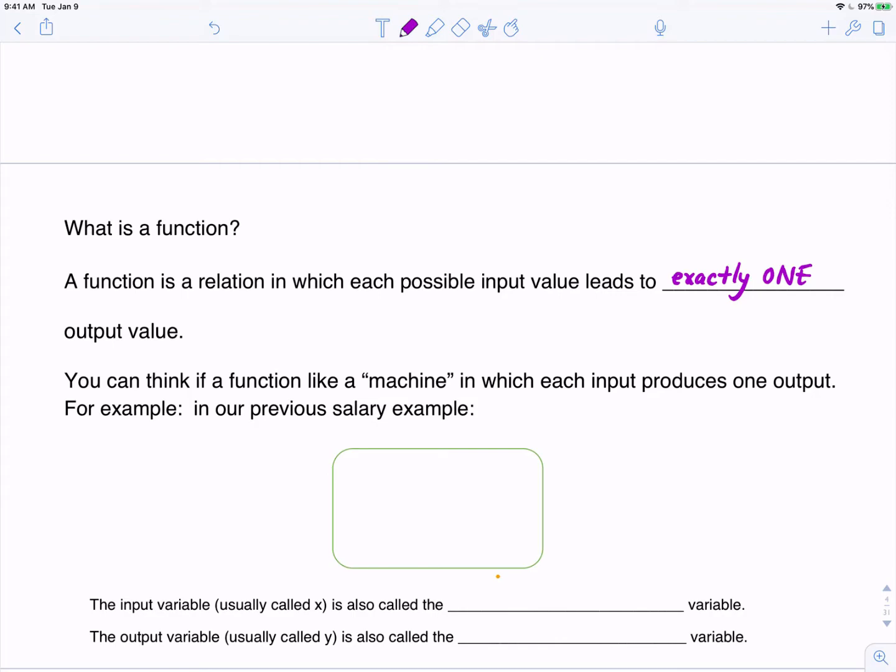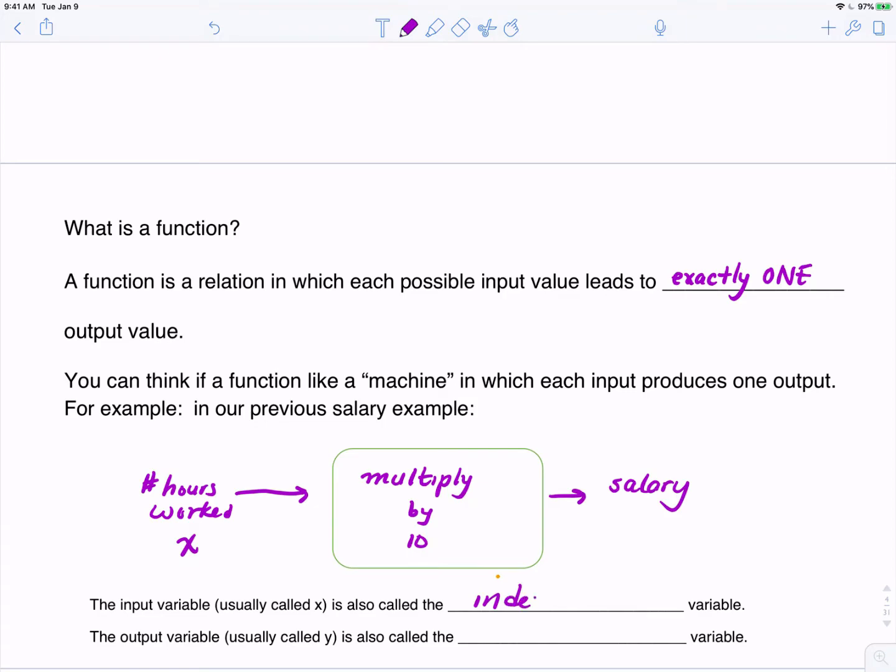For example, in our previous salary example, we would put in the number of hours worked. And we would take that number and multiply it by 10 because the person got $10 an hour. And then as a result, we would get out the salary. The input value, usually called an x, is also called the independent variable. And the output variable, usually called y, is called the dependent variable.